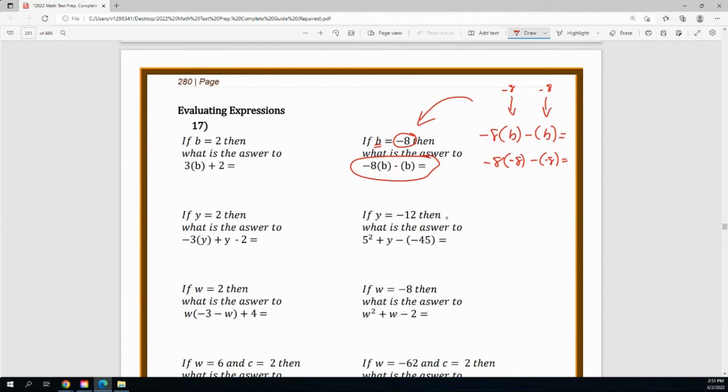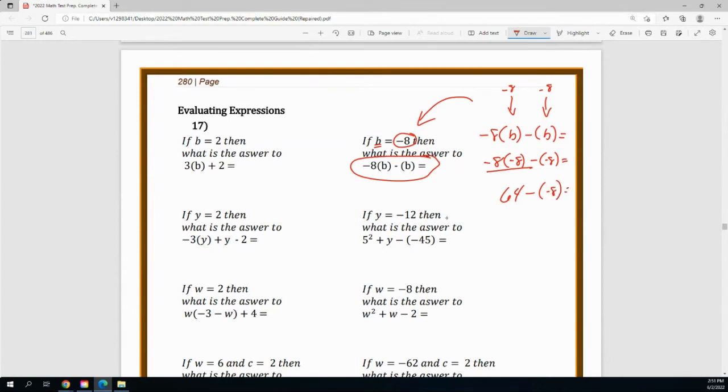All right, here we go. Order of operation says I need to do the multiplication first. So -8 times -8. So -8 times -8 is a positive 64. So I have a positive 64 and I'm still subtracting a -8.